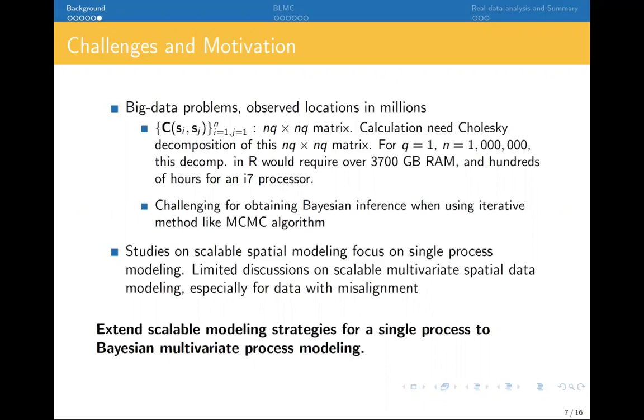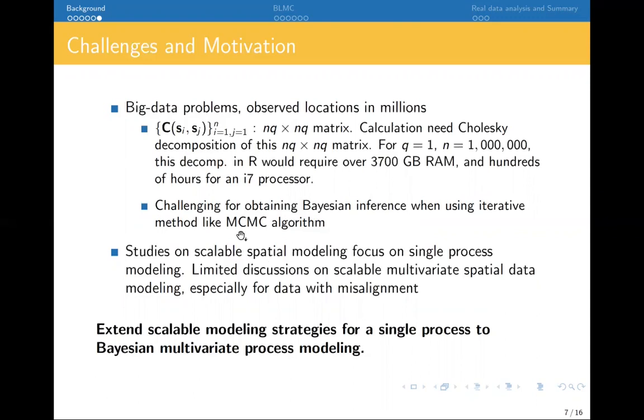huge matrix would be over 3,700 gigabytes in RAM, and it can take up to hundreds of hours for an i7 processor to do the decomposition. It's even more challenging for obtaining Bayesian inference when using an iterative method like the MCMC algorithm.